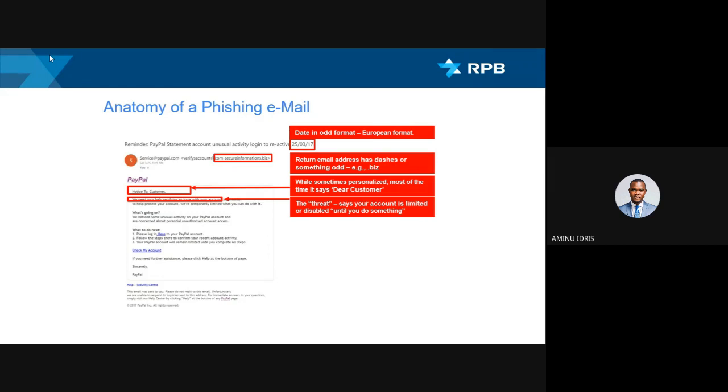So the threat is that it is saying your account is limited or disabled until you do something. Most of the phishing emails used to come with a threat.